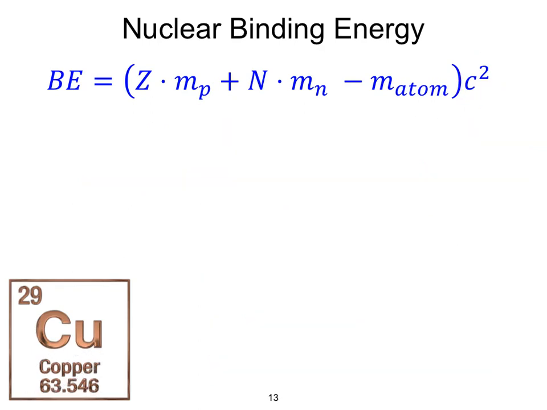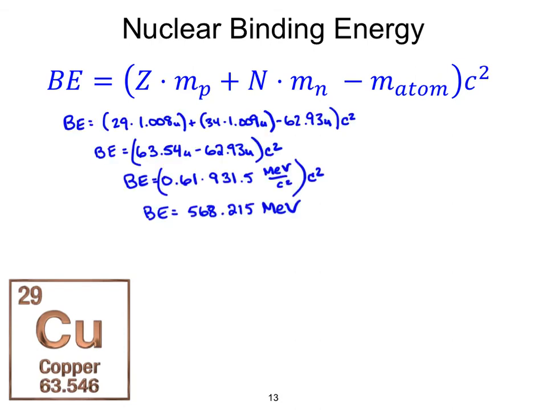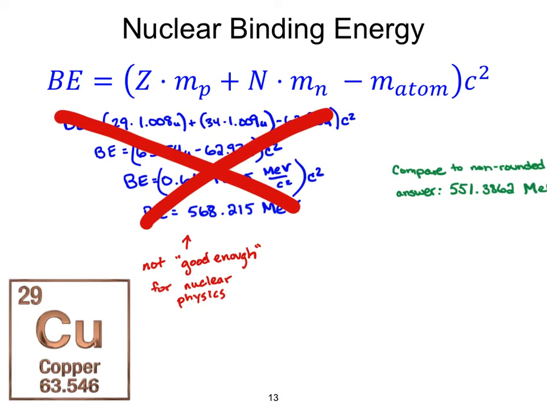One very important thing to realize about nuclear physics calculations is that rounding numbers too early can be disastrous. Let's do that calculation again, but instead let's round everything to a more convenient number of digits. We end up with a binding energy of 568.2 mega electron volts, which is not considered accurate enough for good nuclear physics. And perhaps more importantly to you, this is outside of WebAssign's industry standard error of 2%.